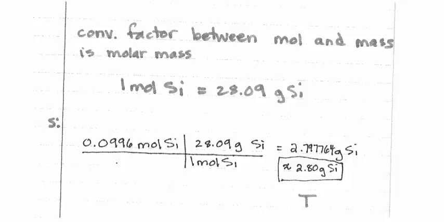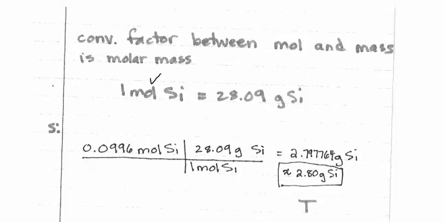So now I want to do a double unit check. I have mole of silicon here, and it's not on the slide, but I was given moles of silicon. And then I have mass of silicon here, and again it's not on the slide, but I wanted mass of silicon. So I have 2 of every unit, which means I can do my railroad math.